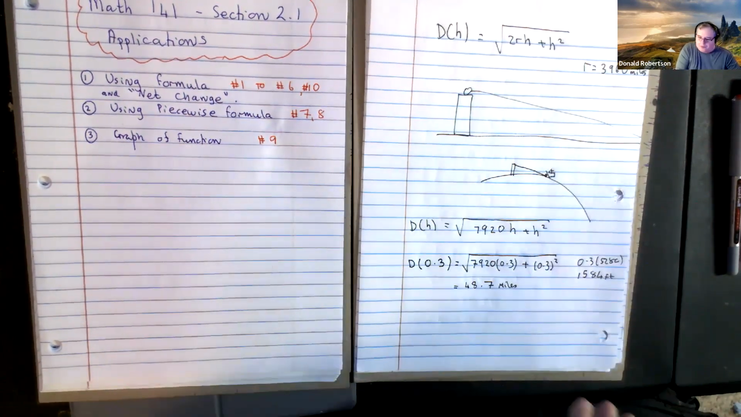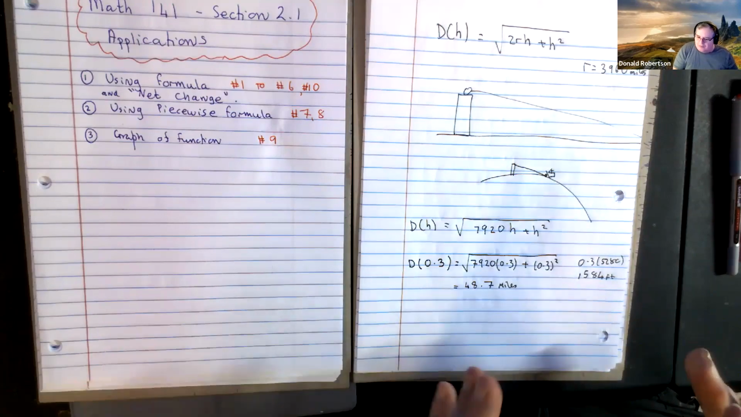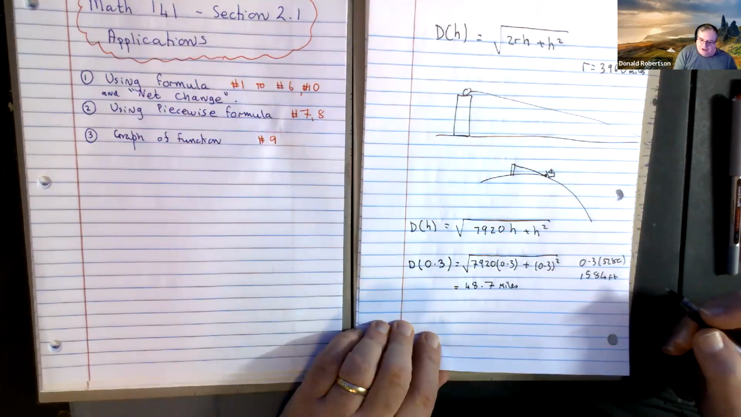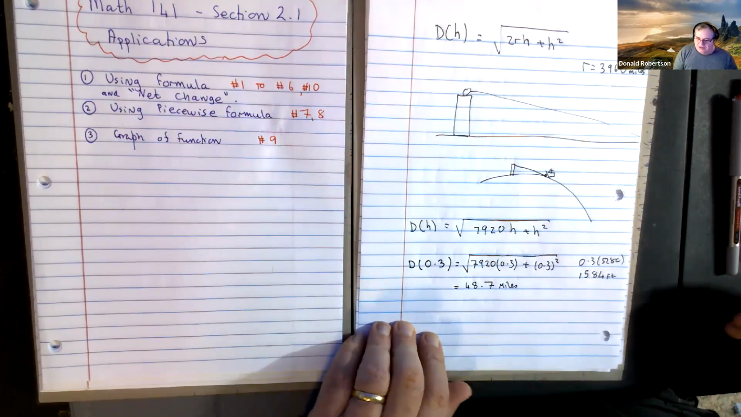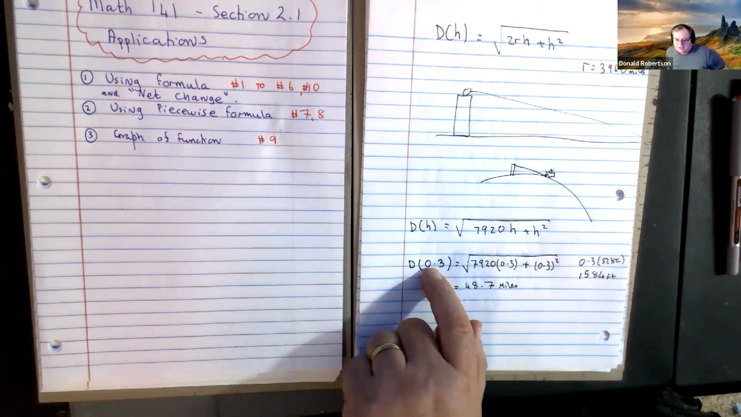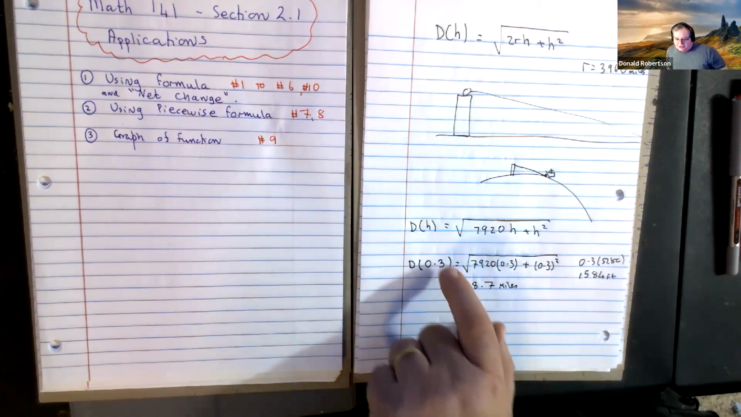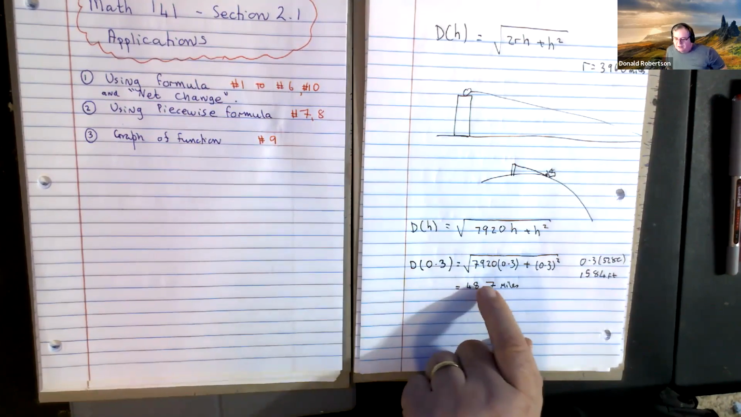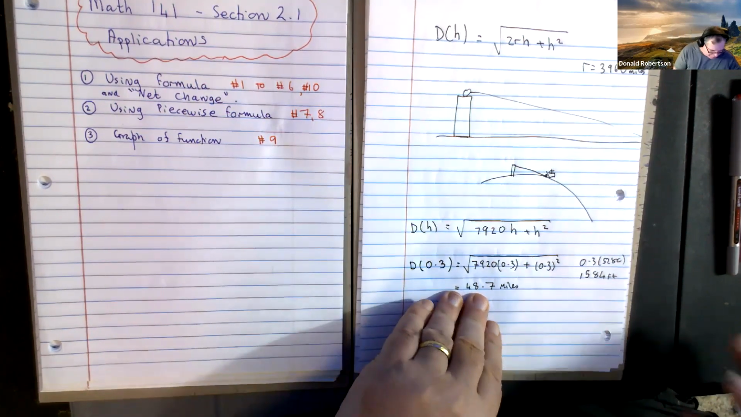Okay, any questions with what I've done so far? You got a formula, you plug it in, you get an answer, and then you can make interpretations. I would make a prediction here. If the height h was bigger than 0.3, I'd be able to see further. That would be my prediction.